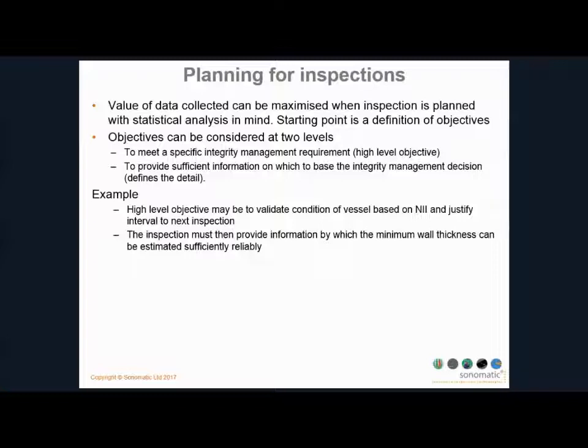The starting point for that is obviously what is the objective of your inspection, and that should be clearly defined. And you need to consider the objectives really at two levels. At a high level, what integrity management requirement are you trying to satisfy, and secondly, how do you provide enough information on which to base an integrity management decision. So a high-level objective might be to validate the condition of a vessel based on NII, and the detailed objective would be that the inspection must give you enough information to make estimates of the minimum thickness.